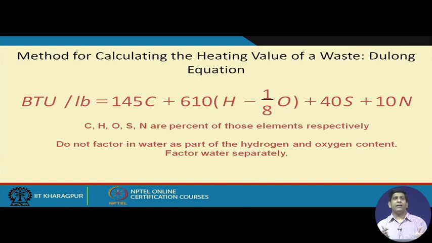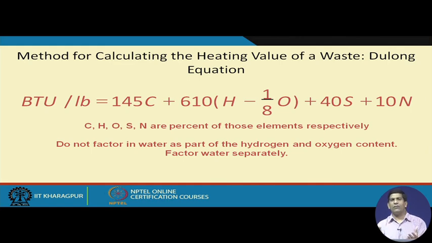So for that there is an empirical equation, and this equation was developed in the Western world, where they were using the British thermal unit, and pound as the unit for weight. This equation was developed by Dulong, so it's called the Dulong equation. We can calculate the heating value of a waste by using this Dulong equation. And how is it done? If you have a waste material, you can do this in BTU per pound. BTU is the British thermal unit. So how much BTU will be produced per pound?